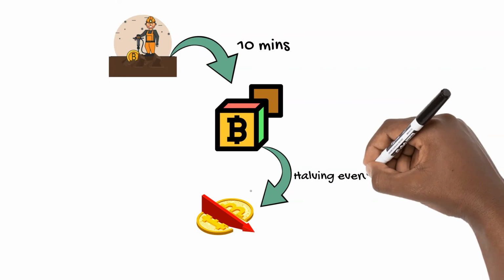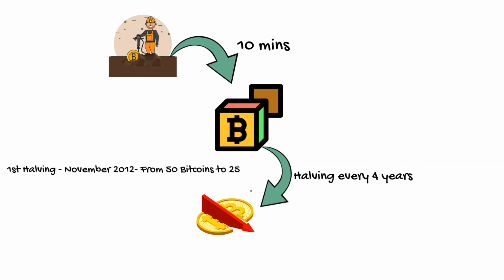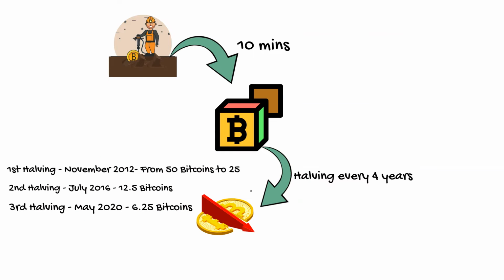And the halving is when the reward for mining a block is cut in half. So the first halving happened in November 2012. From the first block, which was mined in January 2009, till November 2012, a miner was rewarded 50 Bitcoins for mining a block. From 2012 to July 2016, the reward was halved again and cut to 12.5 Bitcoins. And then the most recent one was May 2020, and the reward is currently at 6.25 BTC.